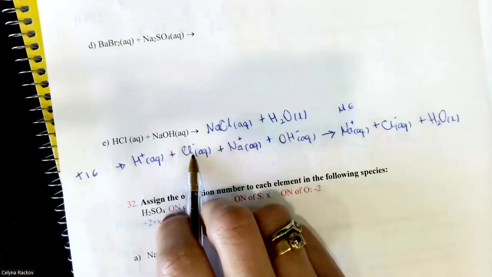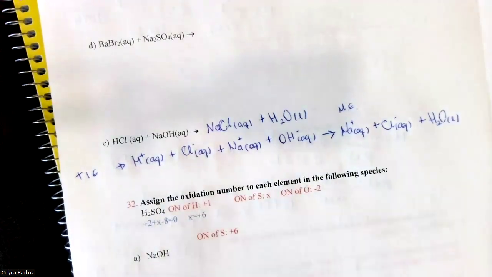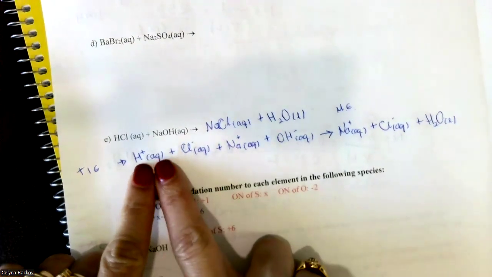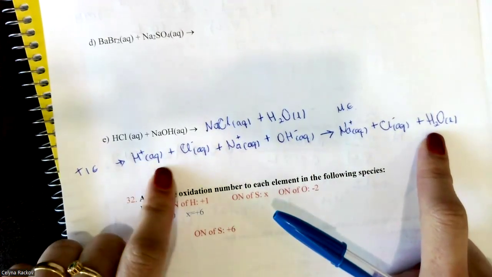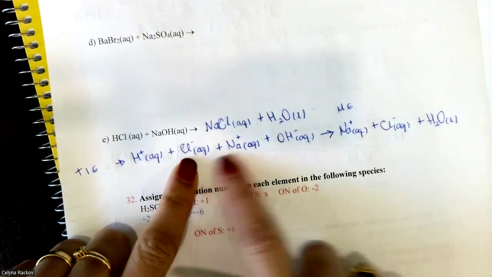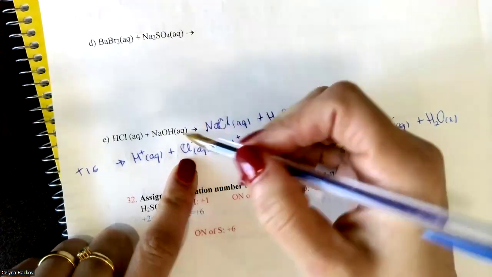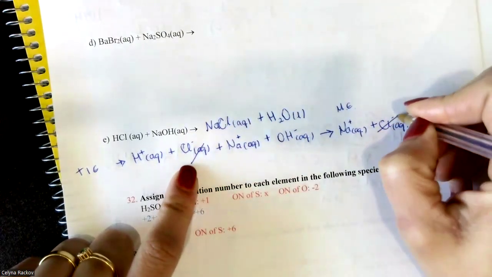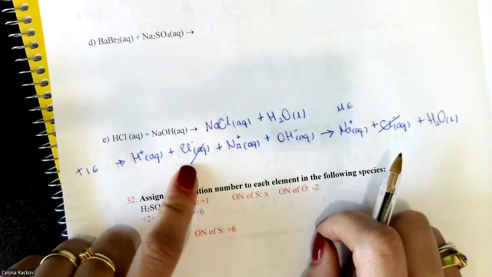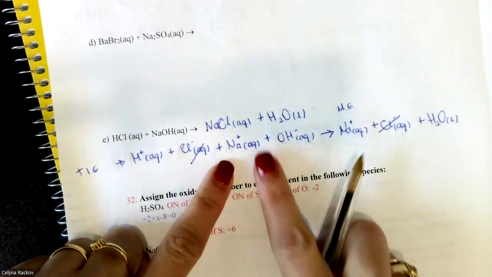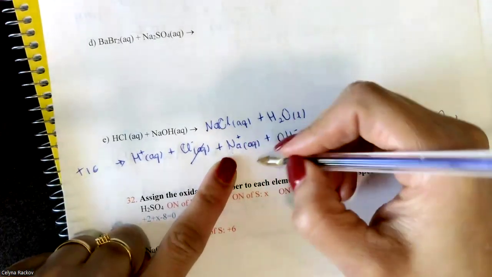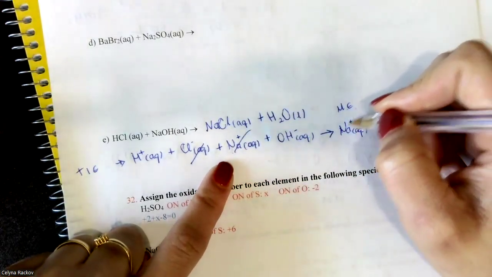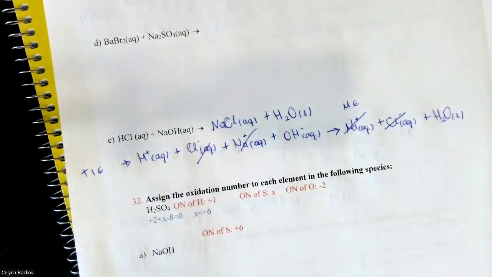Okay, now let's cancel what is exactly the same. H plus by equals, no, it is not the same, so cannot cancel out. Cl minus equals, so yes, let's cancel out here. What else can you cancel out? Sodium ion, and exactly here, right, the same way. So yes, we can cancel out.